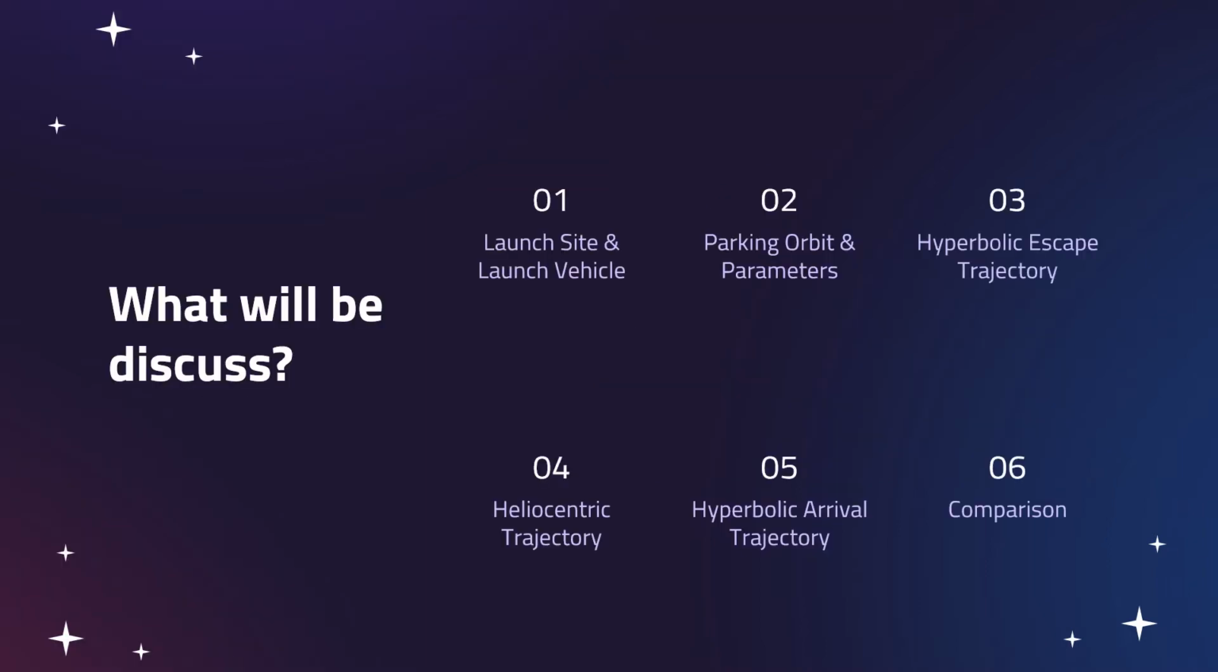The content of this presentation will consist of 6 big parts. The first one is launch site and launch vehicle. The second one is parking orbit and parameters. The third one is hyperbolic escape trajectory. The fourth one is heliocentric trajectory. The fifth is hyperbolic arrival trajectory. And the sixth one is the comparison between the reference data and the recalculated data. In this presentation, the analysis of the spacecraft mission trajectory will be emphasized.